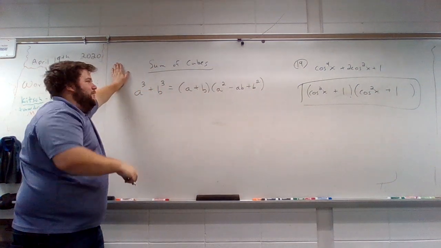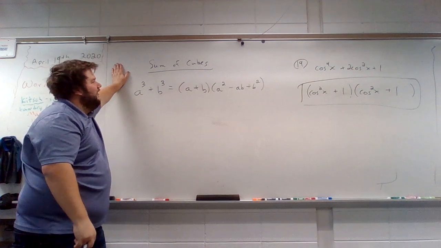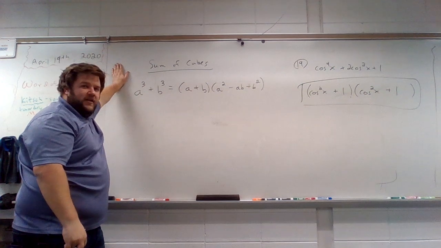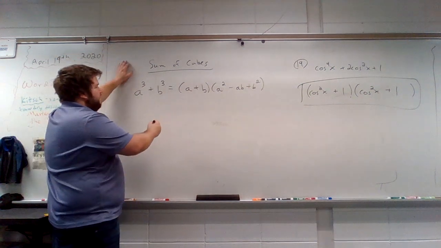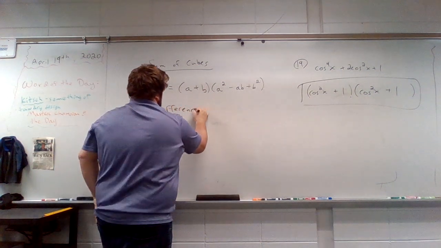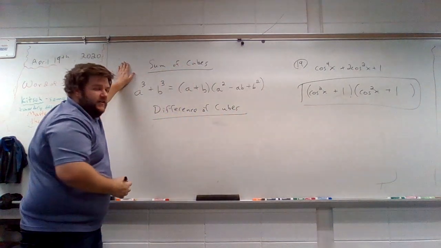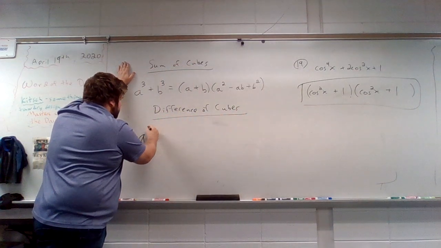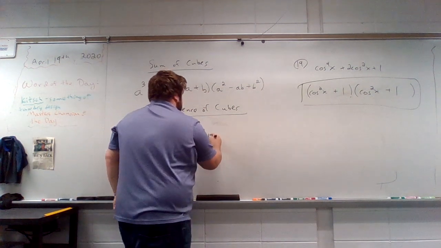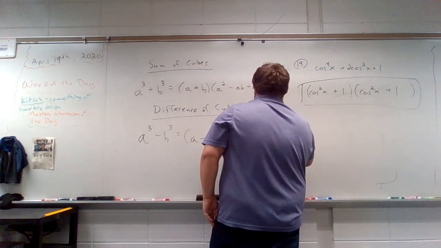Now it's kind of the magic one. If you don't believe it, distribute and see that it's the same, right? I imagine you did that in Algebra 2. That's called the sum of cubes formula. There's also a difference of cubes formula, and this is a cubed minus b cubed, which is a minus b, and then a squared plus ab plus b squared.